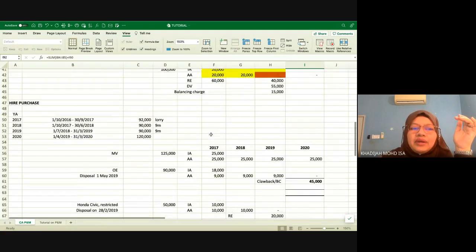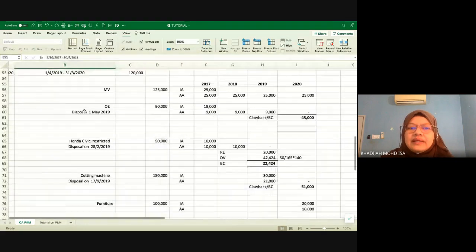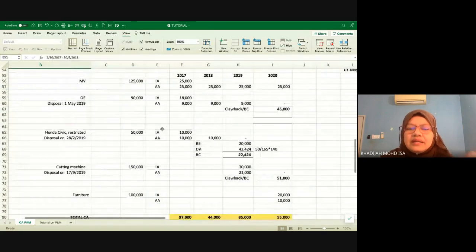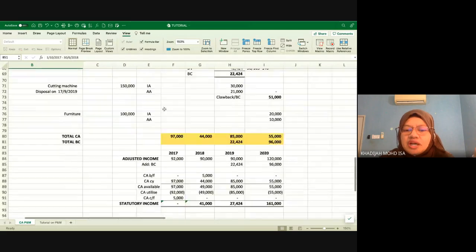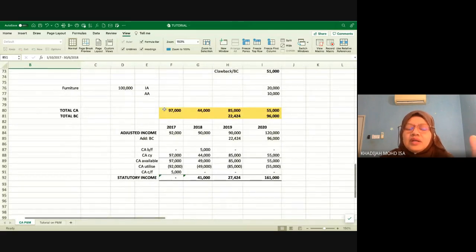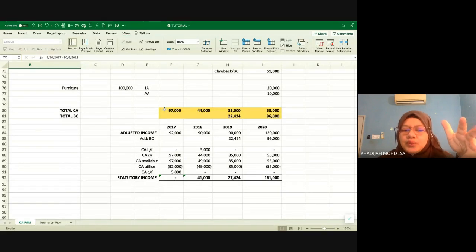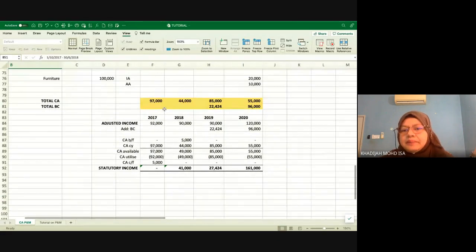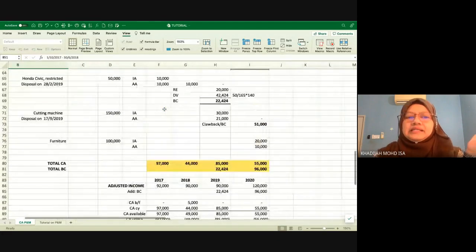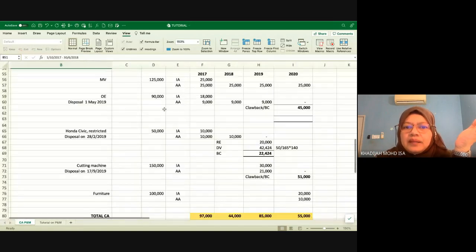You remember that you have to determine the basis period and then you have to compute the CA. If there is any CA, is there any balancing charge? From there, you plug in your information, adjusted income, all the CA that you have computed, then you come to your statutory income. So that is a complete question on your plant and machinery.